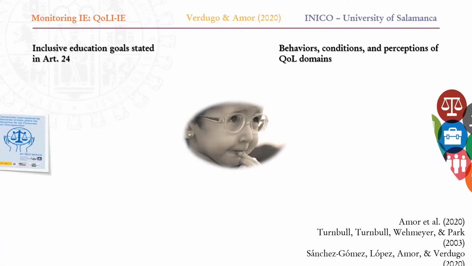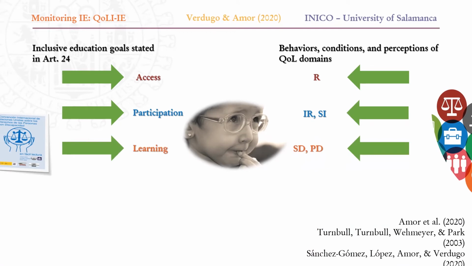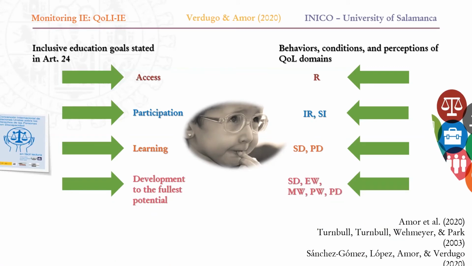Regarding article number 24, different authors suggest relationships between its goals and quality of life domains. For example, within the inclusive education right, the goal of access is linked to the rights domain of the quality of life model. Participation is linked to social inclusion and interpersonal relationships. Learning to self-determination and personal development, and development of students to their fullest potential with emotional, material, and physical well-being, personal development, and self-determination. As you can see, there are different domains that contribute to different goals of inclusive education.